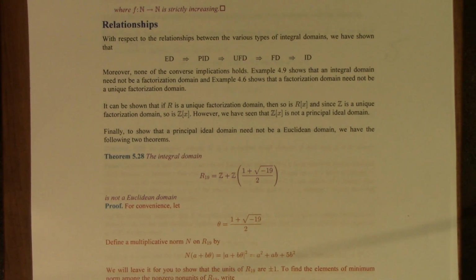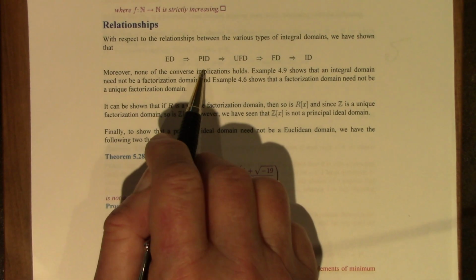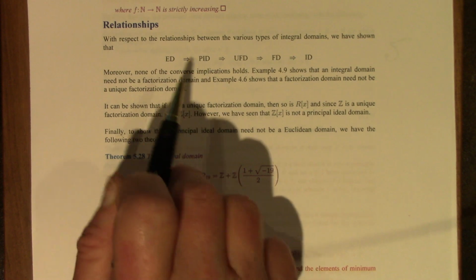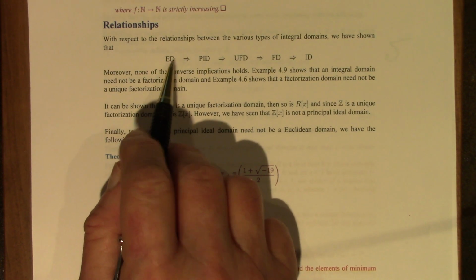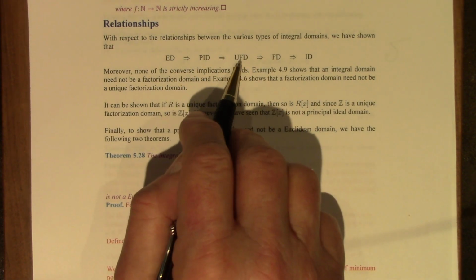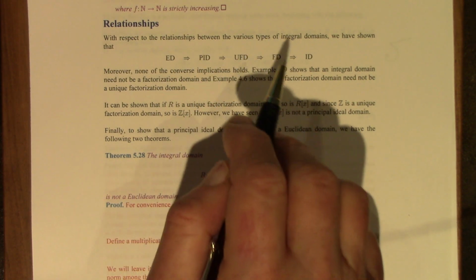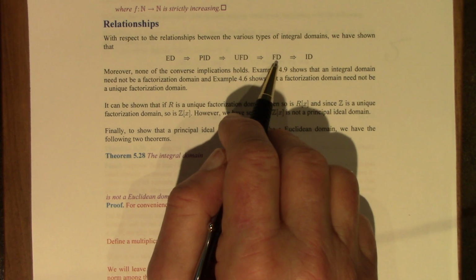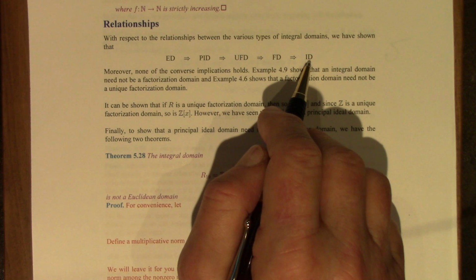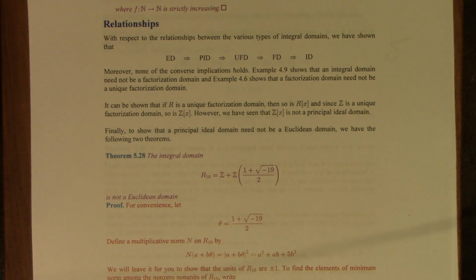So far we have discovered the following relationships between the algebraic structures we've been studying. A Euclidean domain is a principal ideal domain, which in turn is a unique factorization domain, which is of course a factorization domain, and by definition is an integral domain. However, none of the converse implications holds.